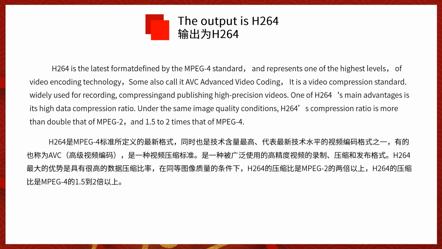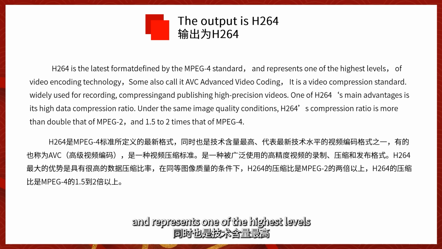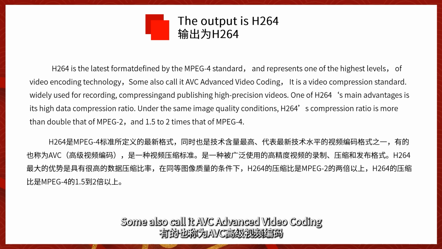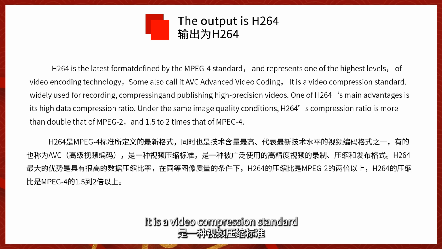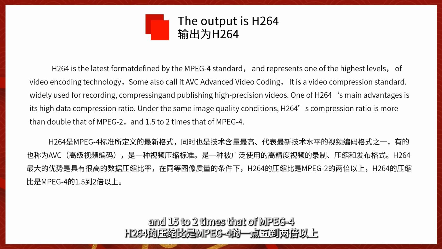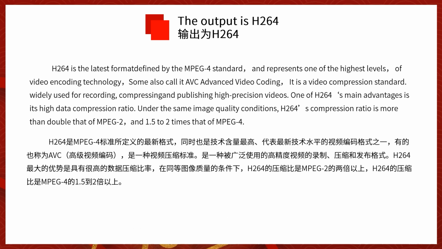H.264 is the latest format defined by the MPEG-4 standard and represents one of the highest levels of video encoding technology. Some also call it AVC, Advanced Video Coding. It is a video compression standard widely used for recording, compressing, and publishing high-precision videos. One of H.264's main advantages is its high data compression ratio. Under the same image quality conditions, H.264's compression ratio is more than double that of MPEG-2 and 1.5 to 2 times that of MPEG-4.